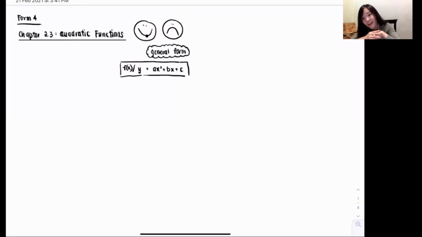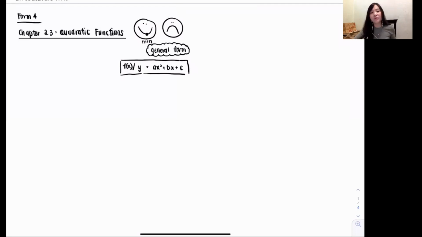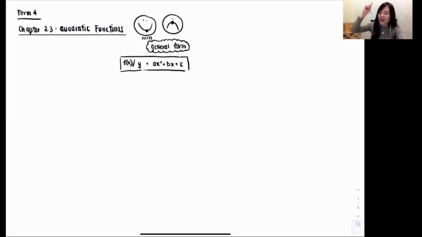Don't know whether you are correct or not, but it's the minimum point. Because when you're happy, this particular point is actually the lowest of the whole thing. The lowest of the whole thing, isn't it minimum? So this kind of point, we call it minimum. How about the other one? That one is a sad face. This particular point is actually the highest point. The highest point, we call it maximum. So today, I'm teaching you how to find a minimum point or maximum point based on the equation.